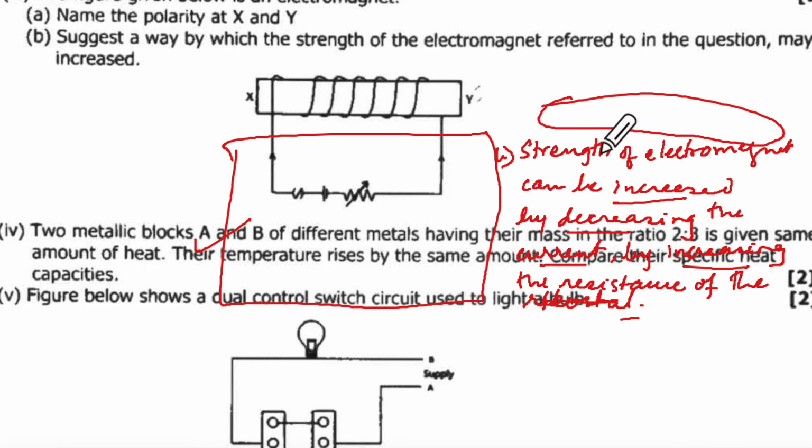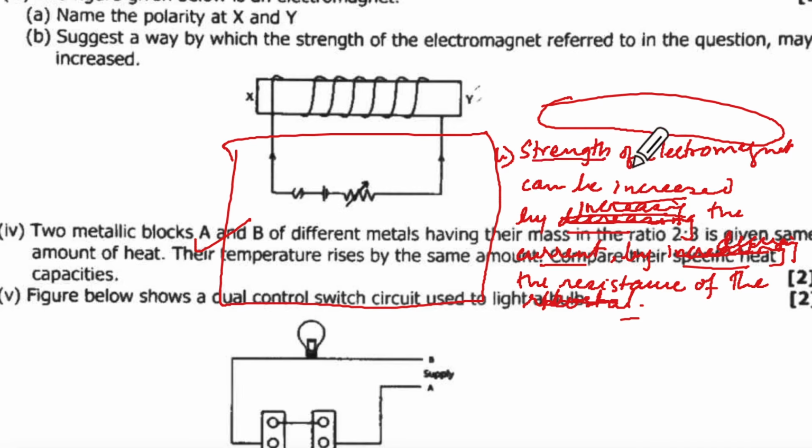What did I do over here? Strength of the electromagnet can be increased by increasing the current. Sorry, big time mistake I made. Increasing, and here it will be by decreasing the, sorry. Thank you. I don't know what I was thinking of. I was thinking of something else. Sorry, my apologies. Y'all understood, right?